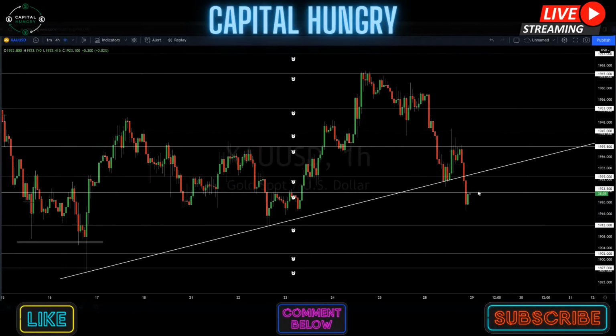So pullbacks to 1930-ish and fail to break, coming back below 1923 or breaks below 1912, I'd see some end of the quarter potential deeper pullback sells, playing this bearish market structure accordingly. Okay?